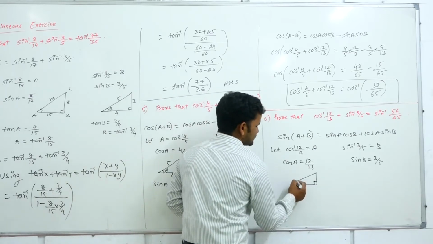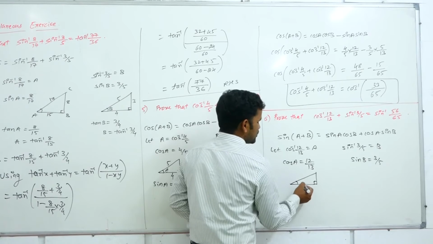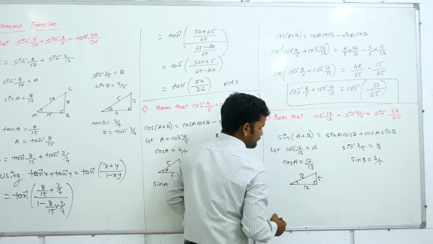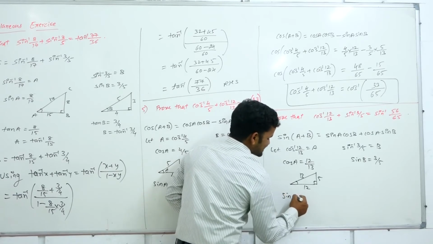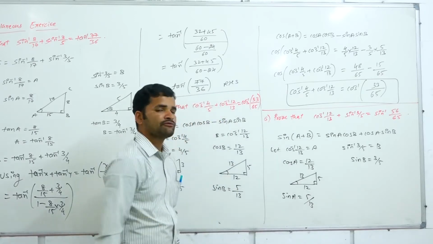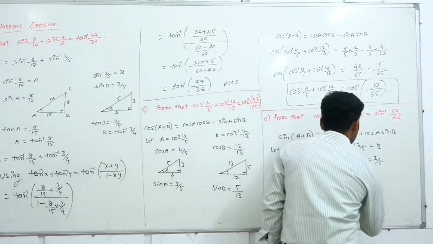Okay, cos A. Here is the right angle and here is the acute angle A. 12 by 13, adjacent side by hypotenuse. Opposite side will be 5. We can write the value for sine A now. Sine A is opposite side by hypotenuse, 5 by 13. Coming to the sine B.